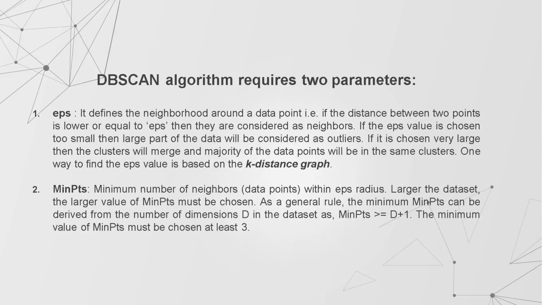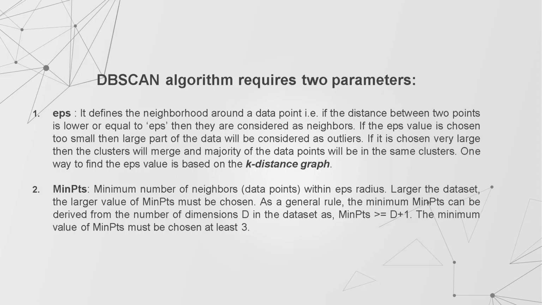The DBSCAN algorithm requires two parameters. First, we have the EPS. It defines the neighborhood around a data point, i.e., if the distance between two points is lower or equal to EPS, then they are considered as neighbors. If the EPS value is chosen too small, then a large part of the data will be considered as outliers. If it is chosen very large, then the clusters will merge and the majority of the data points will be in the same cluster. One way to find the EPS value is based on the k-distance graph.